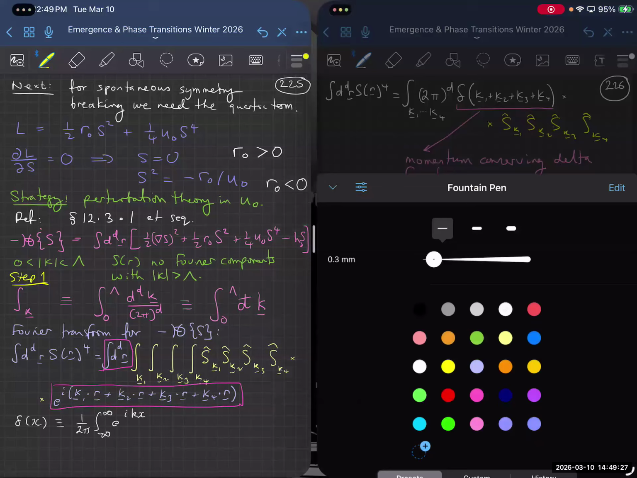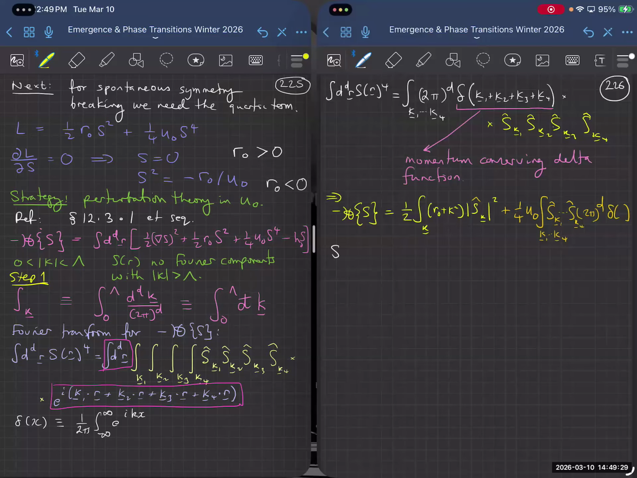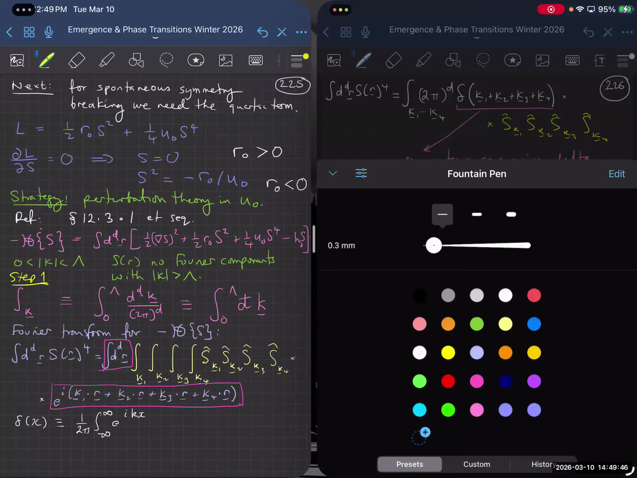Okay, so now step 2. What we're going to do with step 2 is break the s field into s_L prime plus sigma_L, where s_L prime is the long wavelength part and sigma is the short wavelength part. Now, here's why it's complicated.